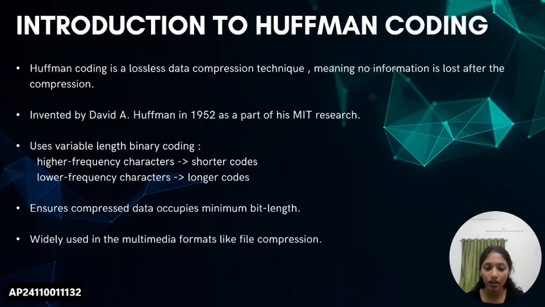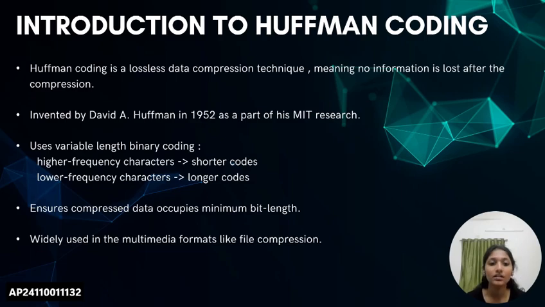variable length binary coding. Higher frequency characters use shorter codes and lower frequency characters use longer codes. When you write a paragraph, it contains characters: most frequent characters and low frequent characters. The most frequent characters will get shorter codes and the less frequent characters will get longer codes, so that the file length will be compressed but the data will not be lost.